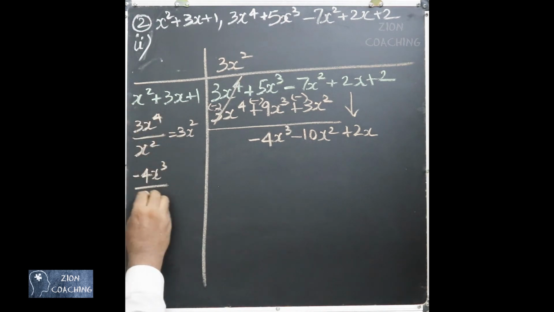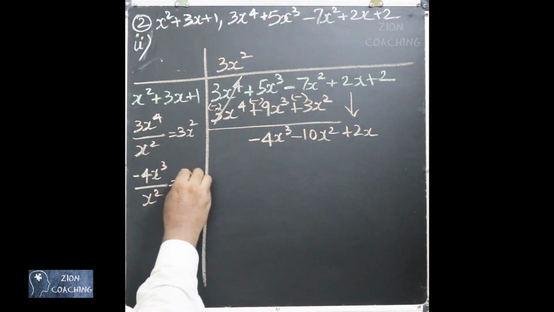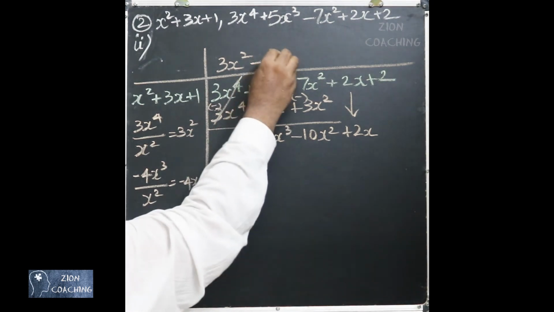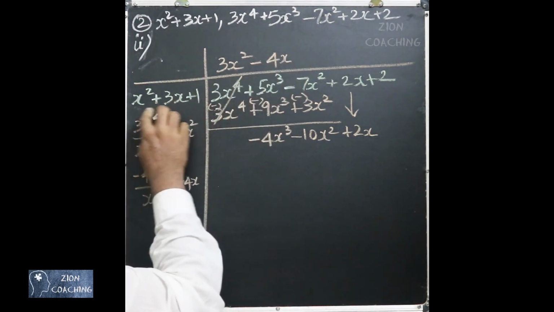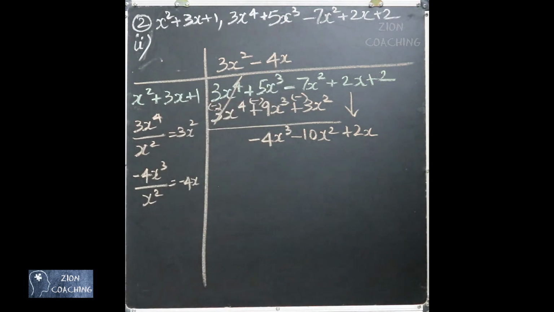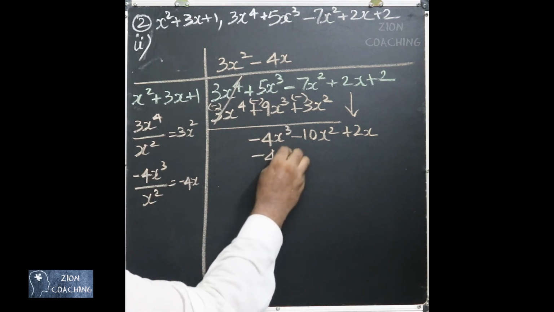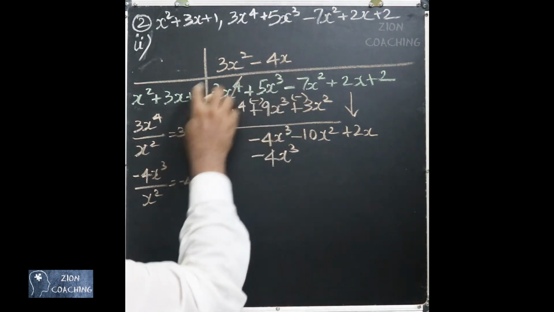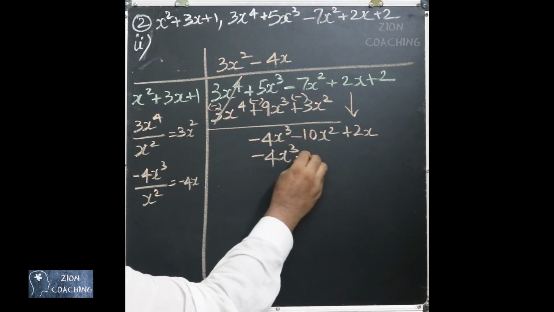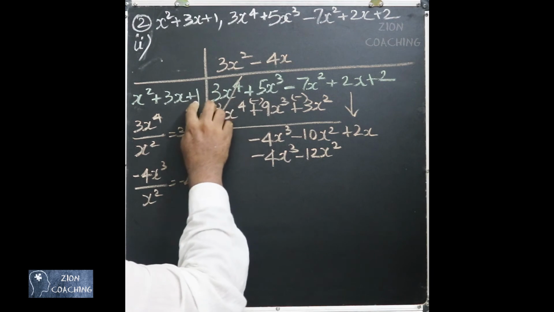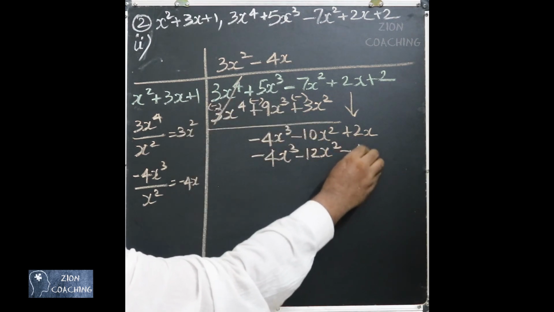Dividing by x squared. Minus 4 divided by 1 is minus 4. X cube divided by x squared is x. So we get minus 4x. We are going to multiply the entire divisor by minus 4x. Minus 4x into x squared is minus 4x cube. Minus 4x into plus 3x is minus 12x squared. Minus 4x into 1 is minus 4x.